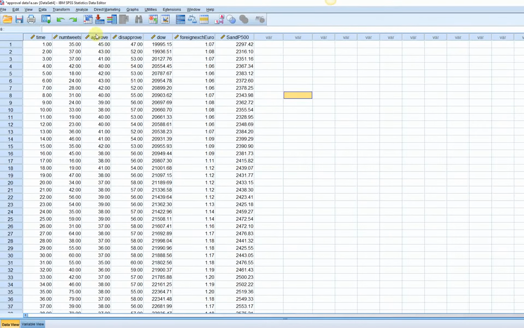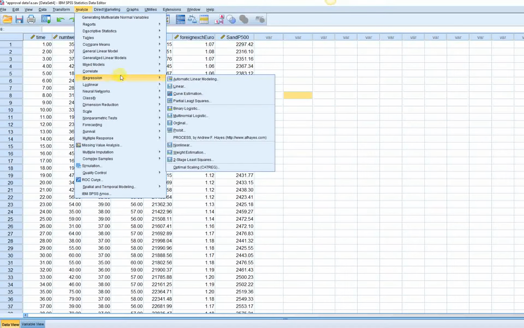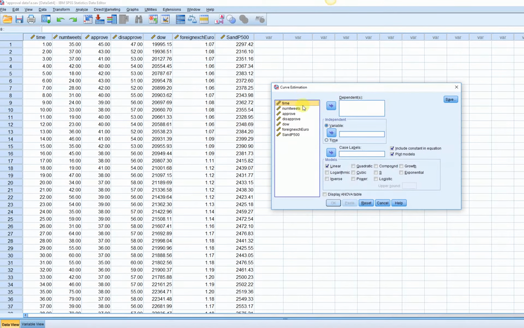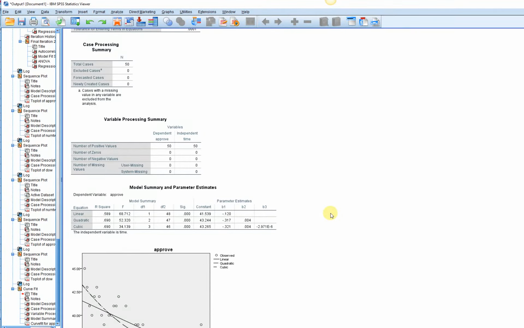If we wanted to get a clearer picture or a little more information, we could just as easily go into regression, go down to curve estimation, and put time as the independent variable and approval as the dependent variable, and we can ask for several trends right here to investigate further. Are there any nonlinear trends in the data?